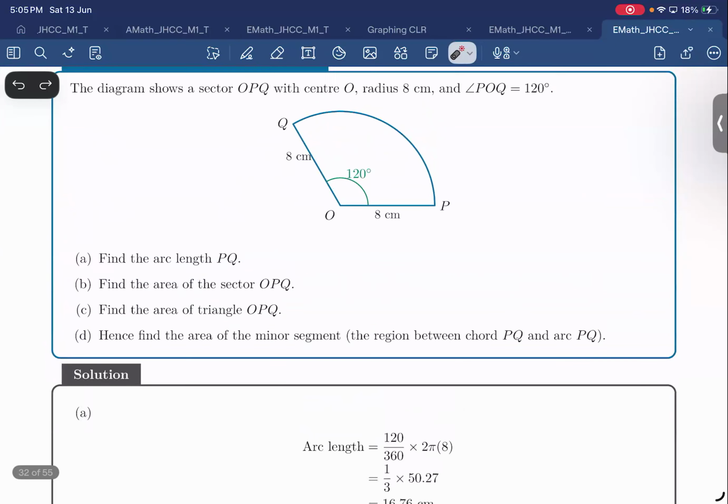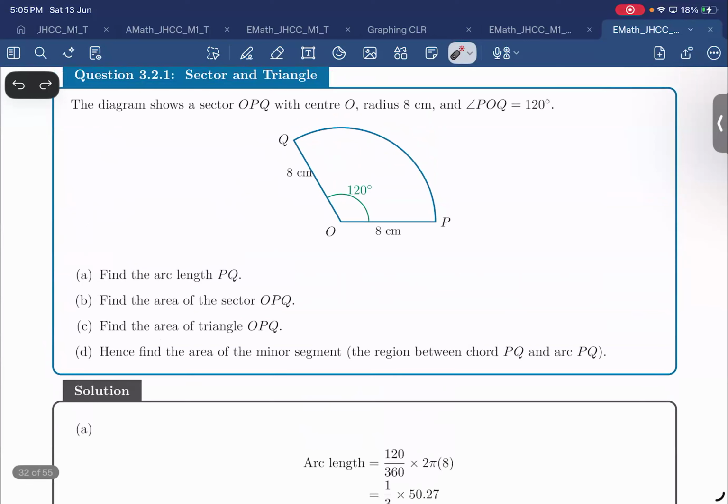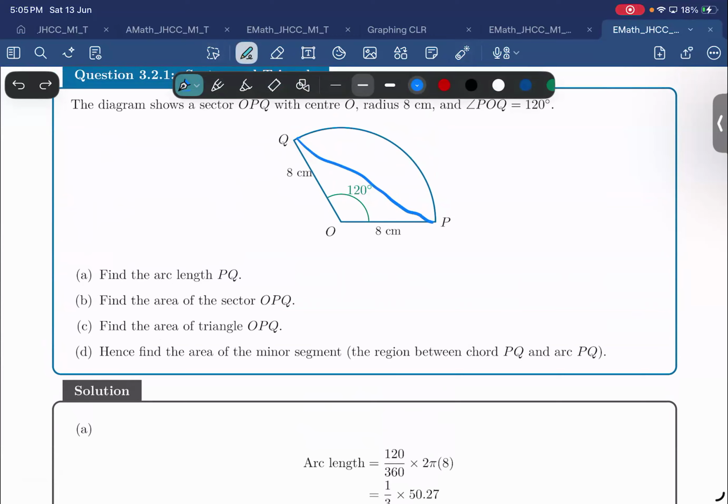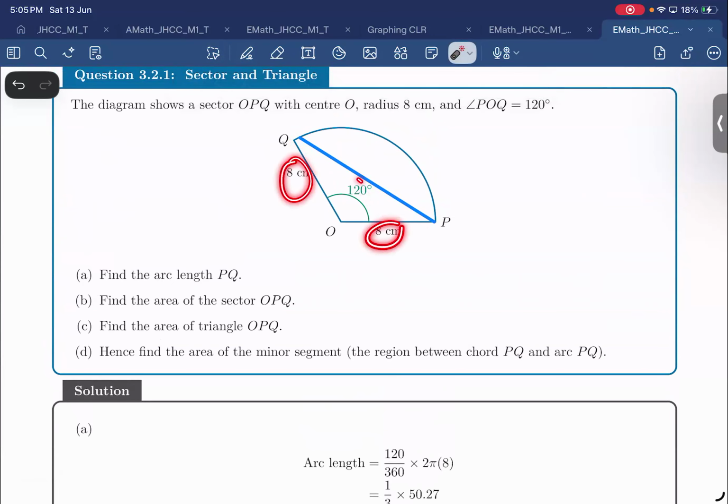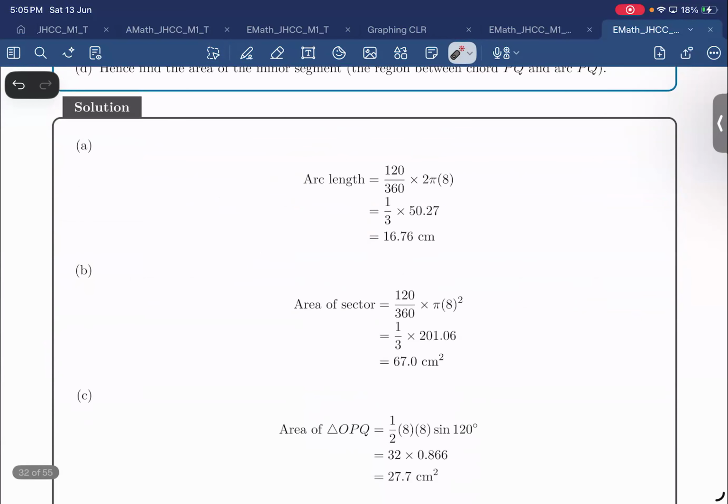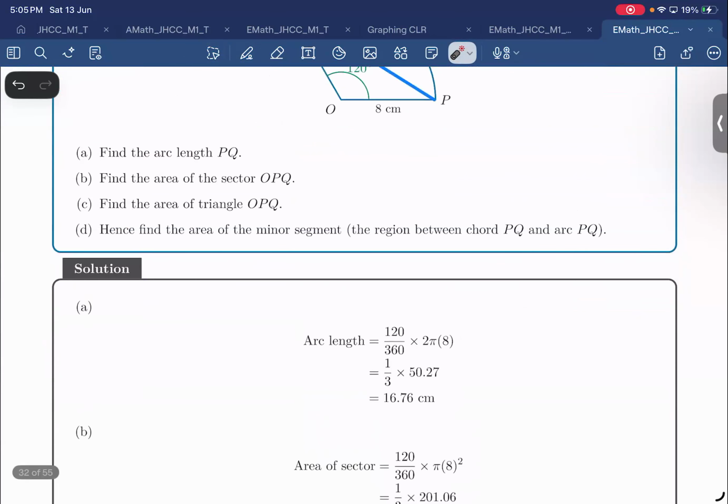Then part C, area of triangle OPQ. This is the area of this triangle here. For this one you can use half ab sine C: half ab, then sine of the angle that's opposite the last length. So half times 8 times 8 times sine 120 degrees, 27.7 cm squared.